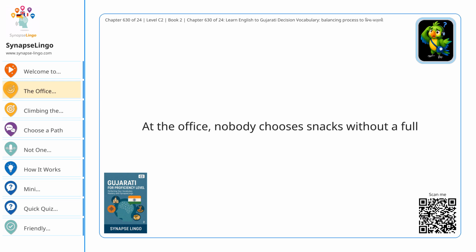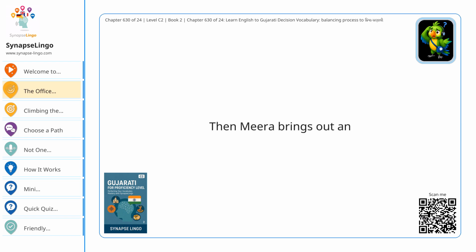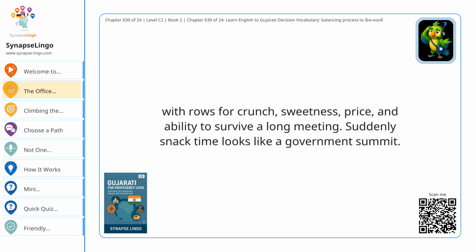At the office, nobody chooses snacks without a full સંતુલન પ્રક્રિયા. Chips on one side, cookies on the other, and Raj says, we must be fair. Then Meera brings out an મૂલ્યાંકન મેટ્રિક્સ with rows for crunch, sweetness, price, and ability to survive a long meeting. Suddenly snack time looks like a government summit.